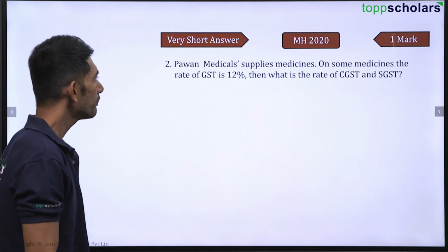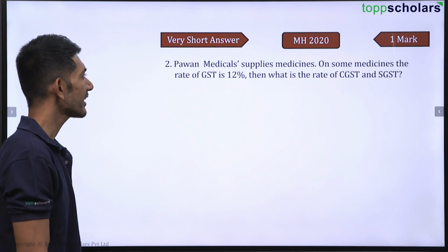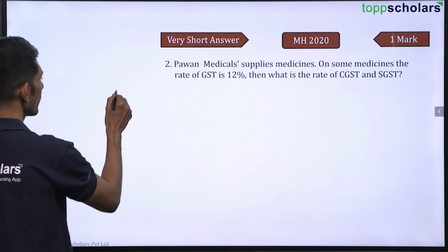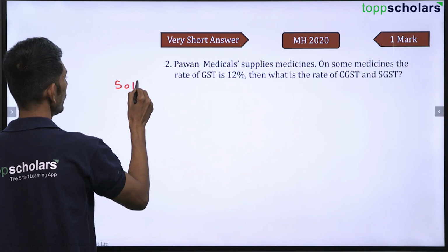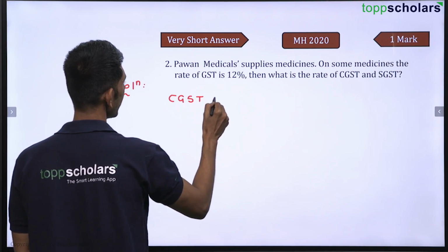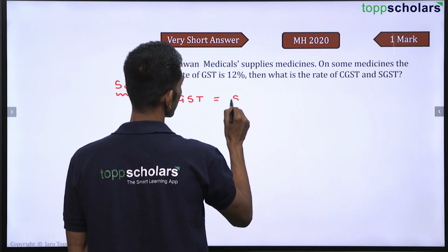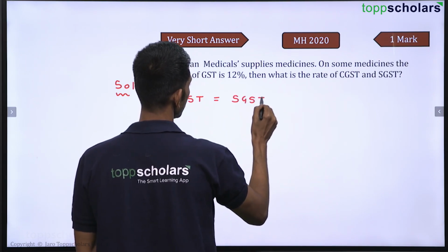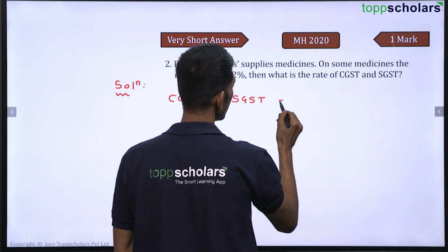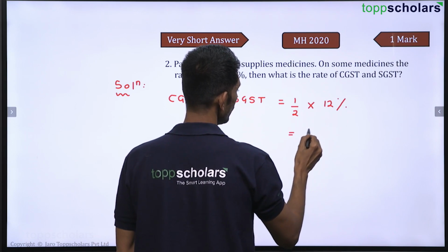So let us see this question now. It says, Pawan Medicals supplies medicines. On some medicines, the rate of GST is 12%. Then what is the rate of CGST and SGST? Simple question, isn't it? So what is the solution to this? We know that the rate of CGST, that is Central Goods and Service Tax, is the same as State Goods and Service Tax. C stands for Central GST, S stands for State GST, and both of them are half of the original GST. That is equal to 6%.